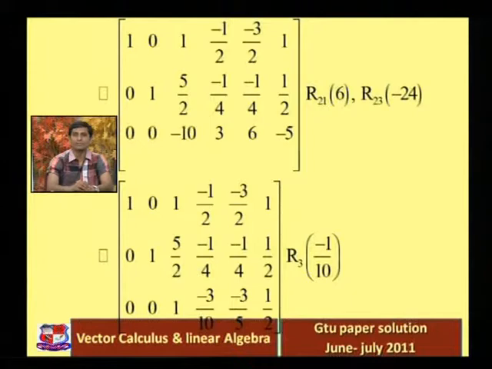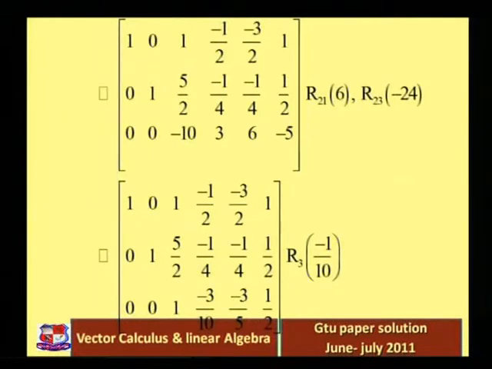Okay, now to get the leading entry in the third row, we want that -10 to become 1. So what we have to do? We multiply the third row by -1/10.